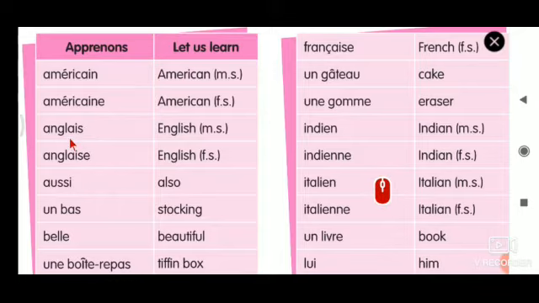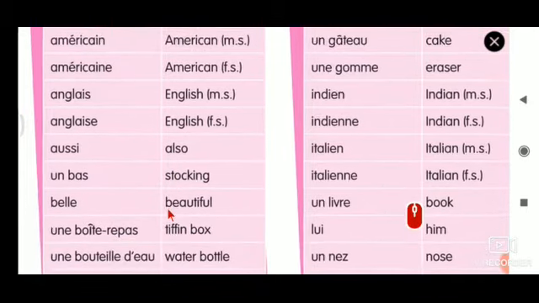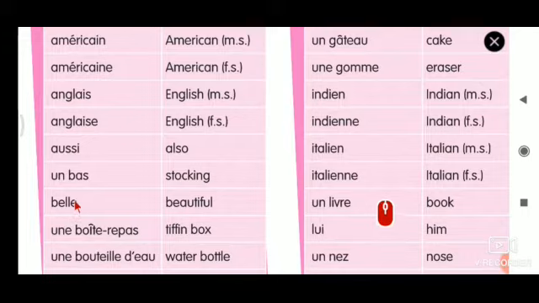Anglais, anglais, anglaise, anglaise, aussi, aussi. Sorry, I think I missed Englishman and Englishwoman. Anglais is Englishman and anglaise is Englishwoman. Aussi, also. En bas, stocking. Belle, belle, beautiful.